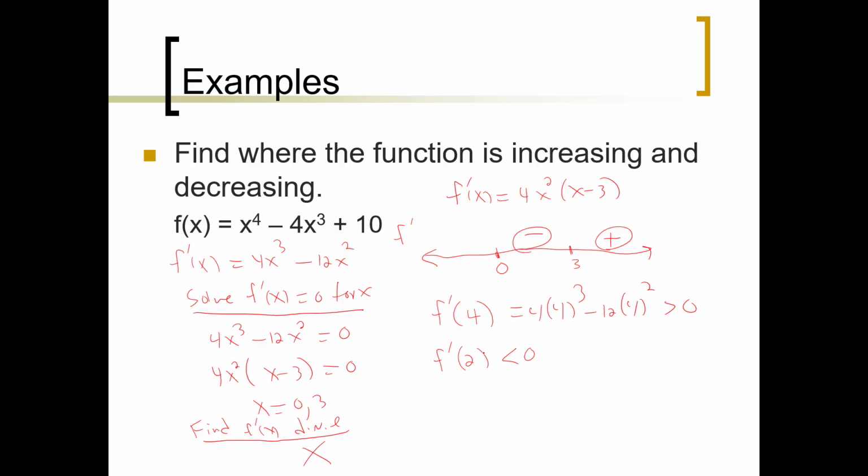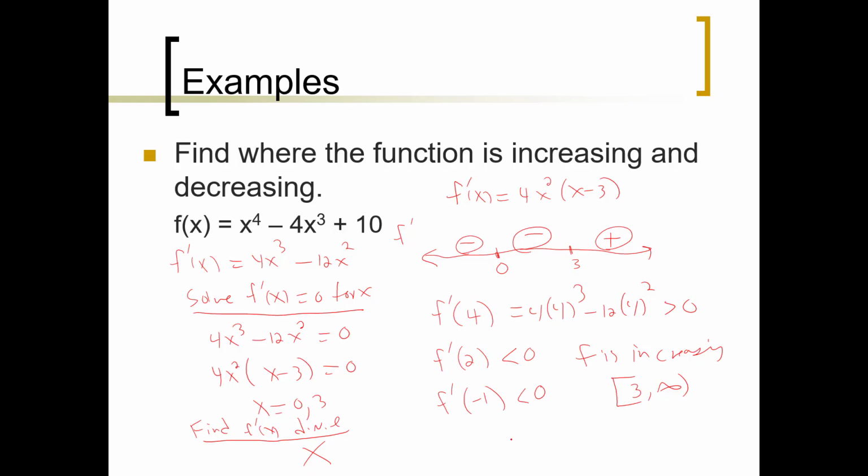If you want, you could then plug in some number less than 0, like f prime of negative 1. But for the same reason, this will also be negative. So this is then negative. So we can then say that f is increasing on the interval from 3 to infinity, because that's where the derivative is positive. And also, I can include 3 because the function is continuous at 3. So we can kind of glue the result together.